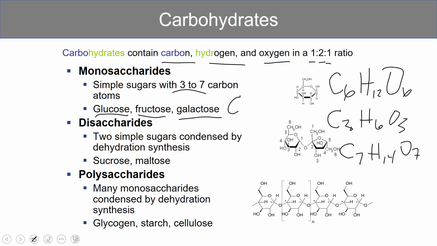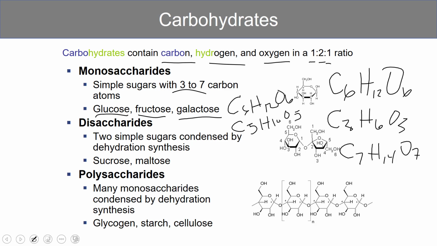Glucose is C6H12O6. Fructose is C5H10O5. So as long as you have that 1 to 2 to 1 ratio for carbon, hydrogen, and oxygen, then you have a carbohydrate.